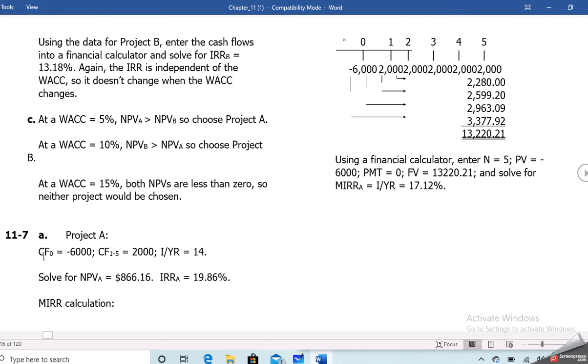So you would push your cash flow button. The 6,000 goes into your cash flow for year 0. You're going to hit the plus or minus button to make it negative and then push enter. Then your cash flows are the same. So again, that makes it a little bit easier because you have 5 years of getting $2,000. So you can put in your CO1 as 2,000, make your FO1, your frequency, 5, and then that covers that.